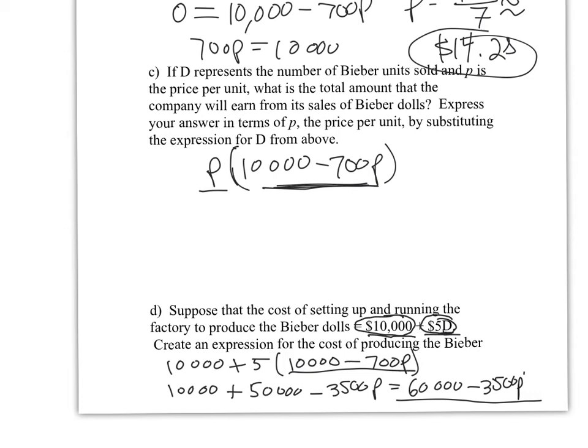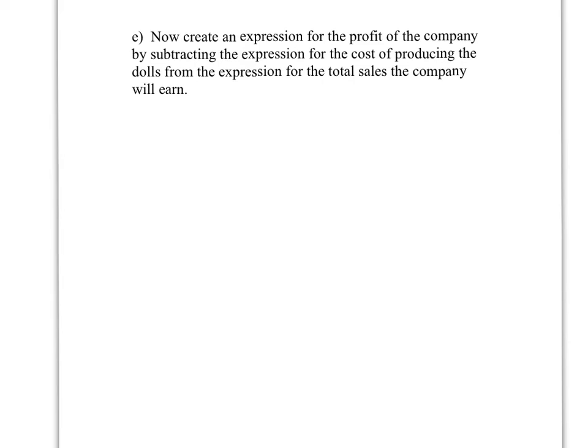So now we have an expression for the total revenues that the company will earn from selling the doll, and also the total cost for producing that doll. Our sales are 10,000p minus 700p squared. Cost, as we said, was equal to 60,000 minus 3,500p. Now that we have expressions for the revenues and the costs, we can subtract costs from revenue to get the profit.